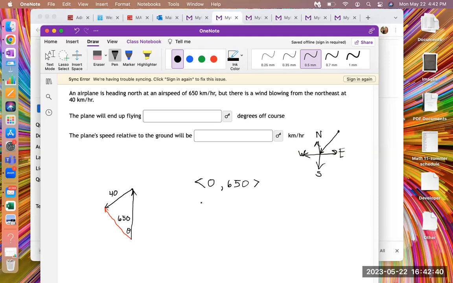The next vector takes a little more thought, because it's not exactly going up or down. So it's not just 0 and a number. It's going a little bit to the left, right? Because it's north and east. So it's going a little bit to the left and a little bit down, right?